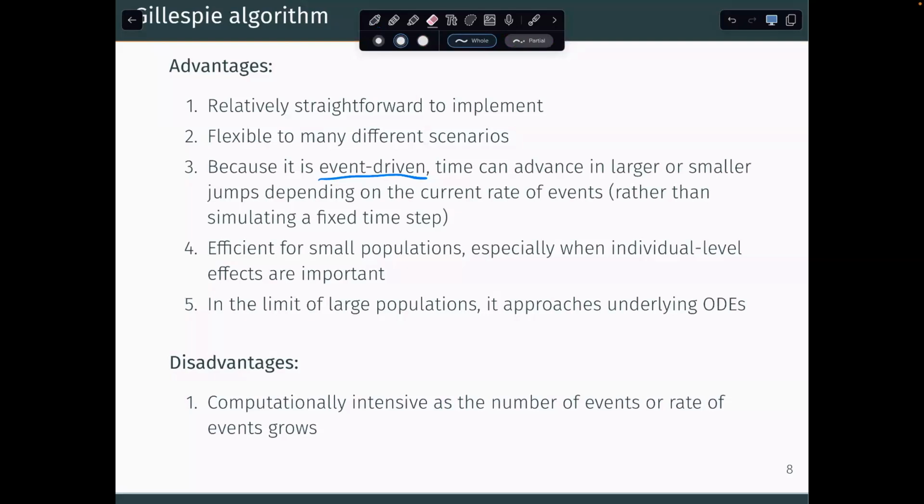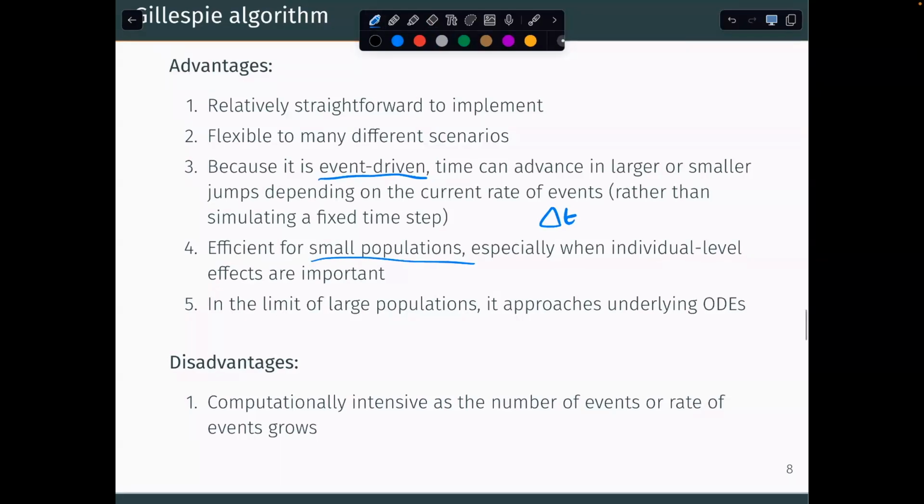Whereas if you just say, okay, I'm going to have a fixed delta t, that means that you're not able to adjust to the rates varying. Okay, so it can be more efficient because it's event driven. It's pretty efficient for small populations. Small is, you know, there's no argument here as to exactly what small means. It's going to depend on the circumstance. And it can be more efficient than other approaches, say like the adaptive dynamics one that we'll talk about in a little bit.